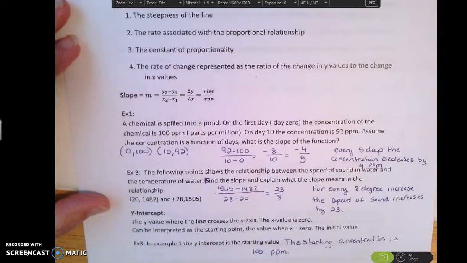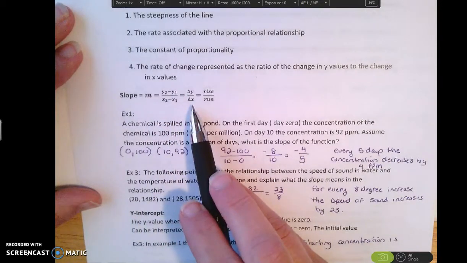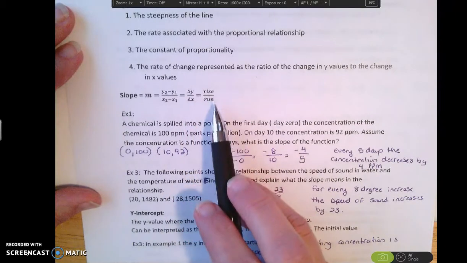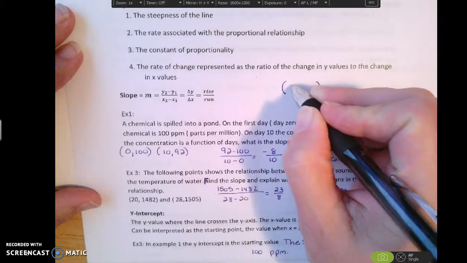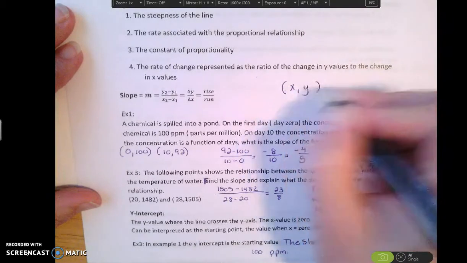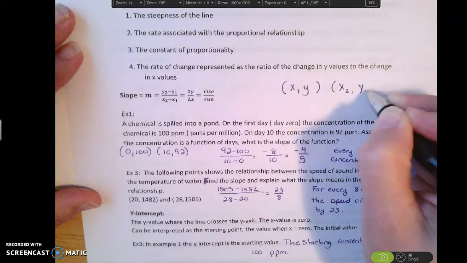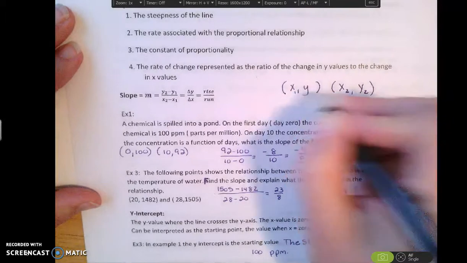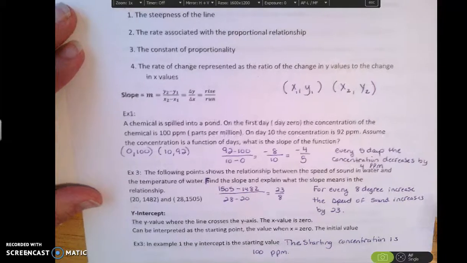The slope can be found by doing y2 minus y1 over x2 minus x1. You also might see it written as delta y over delta x. Delta means change in y over change in x, or rise over run. So when you're looking at an ordered pair, there's your x and there's your y value. And if I have another ordered pair, we usually just call that x2 and y2, x1 and y1. And that's where the x1 and the y1 and the y2 comes from.